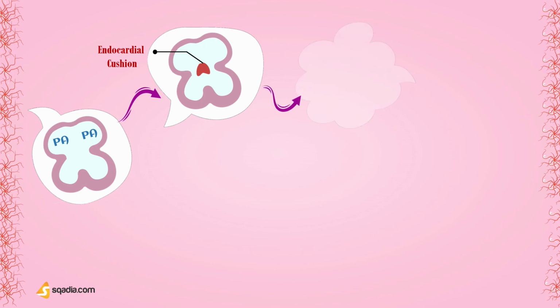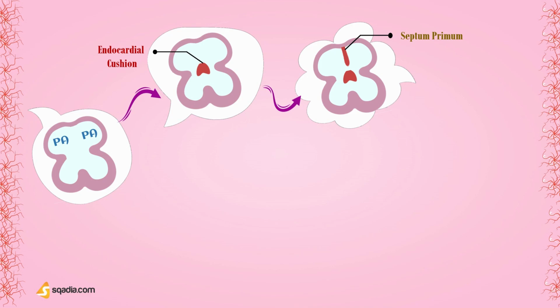So, new tissue forms in the roof of the primitive atrium. This thin, curved septum is the septum primum. This septum primum extends down from the roof, growing towards the endocardial cushion. Now, you can see the gap. The gap remaining inferior to the septum primum is the ostium primum.